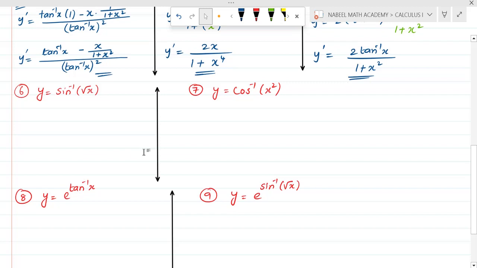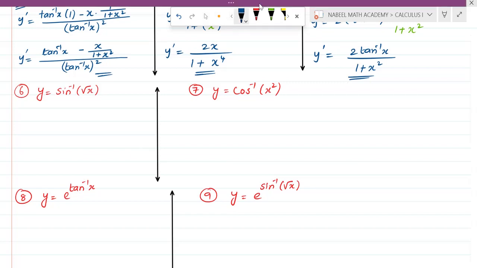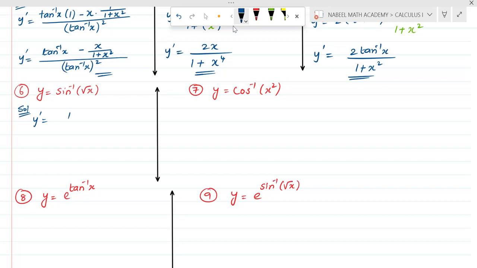Yeah. So the next two questions you have here. Sine inverse of root x. So what is the derivative of sine inverse? y prime is equal to 1 over... Since here also it's the chain rule, first you have to do the sine inverse, after that the root. So if you do this one, 1 over square root of 1 minus x square, but the x here is root x. And then multiply. So what is the derivative of root x? 1 over 2 root x.